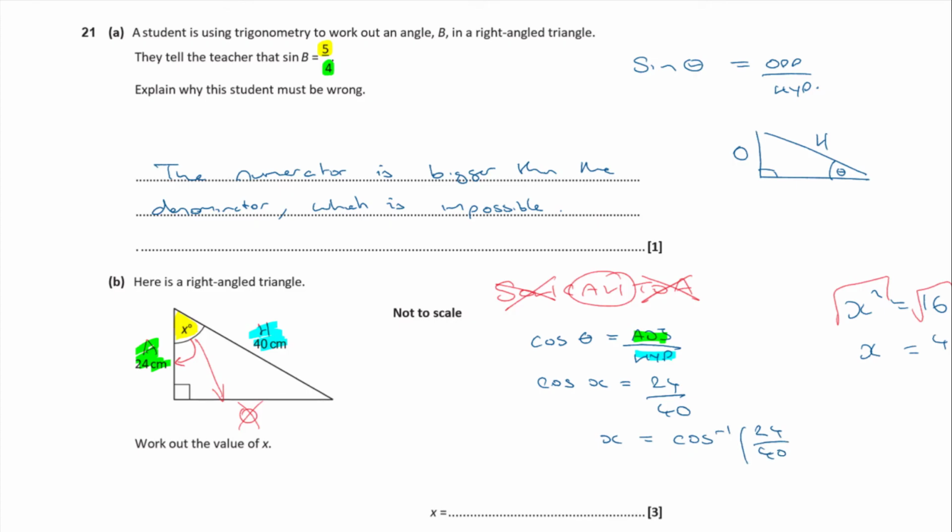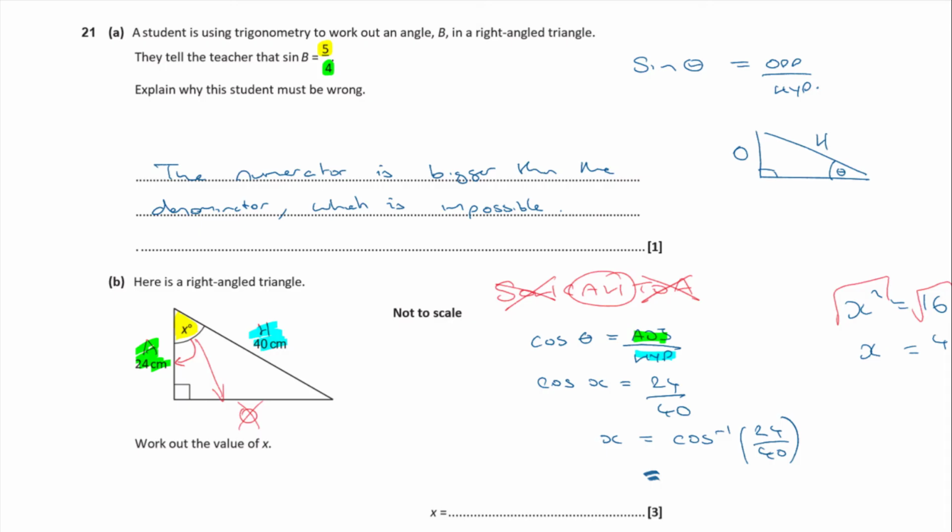Now we call the opposite of cos the inverse cosine of x, and it's written like that, cos to the minus 1. So x equals cos to the minus 1 of 24 over 40. Now we can just find that out by tapping it straight into the calculator.